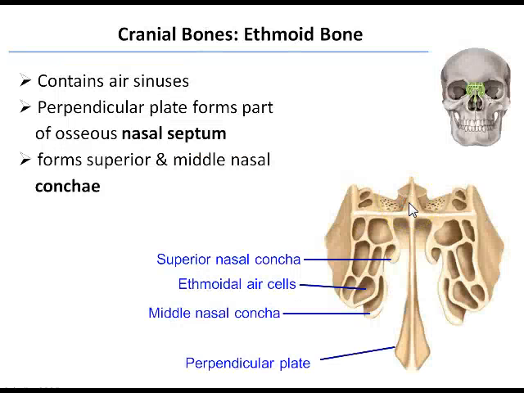The ethmoid bone, as mentioned earlier, contributes to the nasal cavity structures. It includes this midline structure called the perpendicular plate, which contributes to the nasal septum, as well as a number of curled structures called the superior and middle nasal conchae.